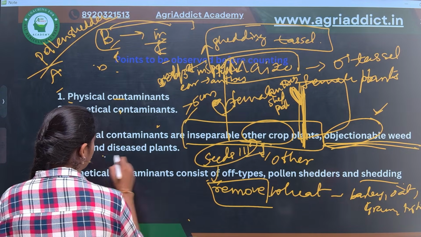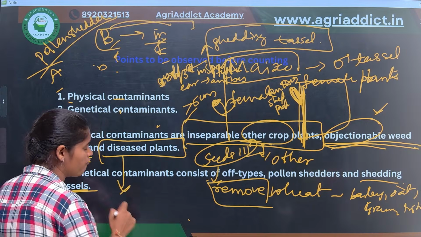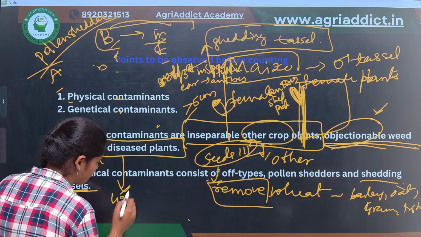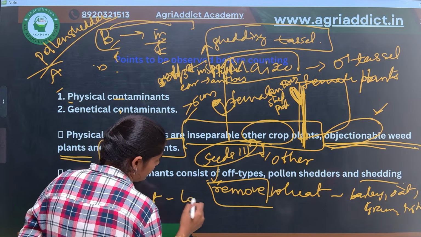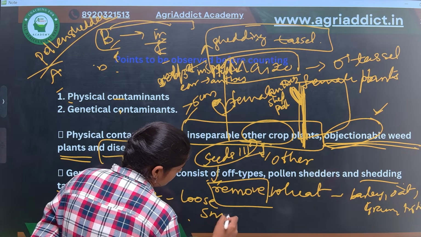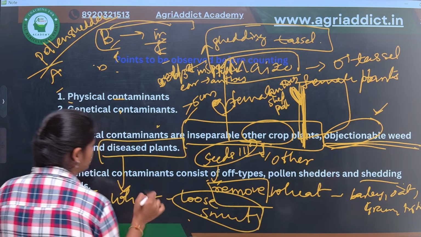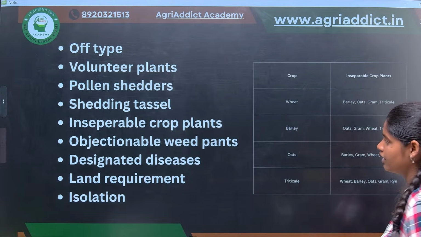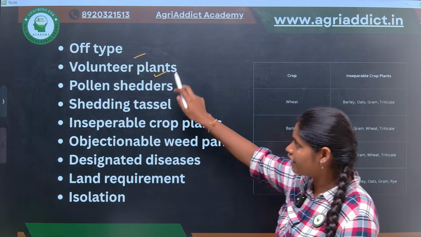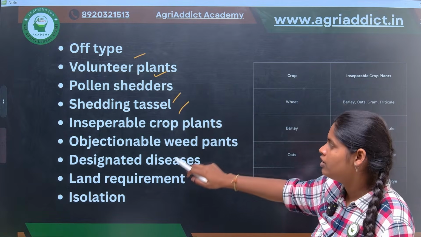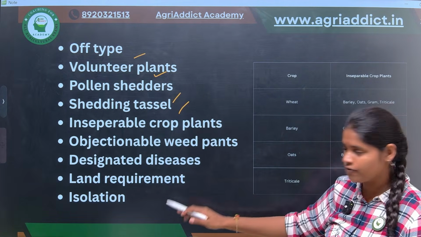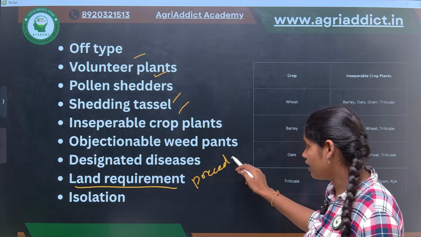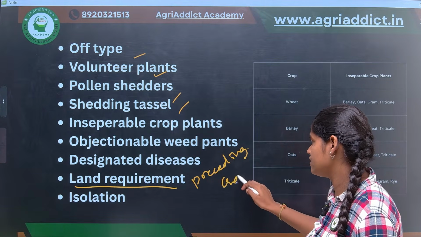What are diseased plants? In some crops, we have various specifications for seed-borne diseases. For example, in wheat, we have loose smut, right? So those are diseased plants. I have mentioned here what off types, volunteer plants, pollen shedders, and shedding tassels are. They also check for land requirement. That means it should be free from volunteer plants, and they will check preceding crop requirements.